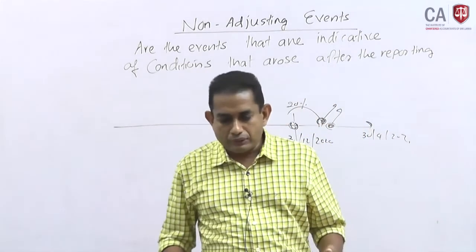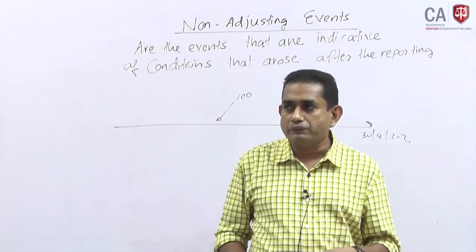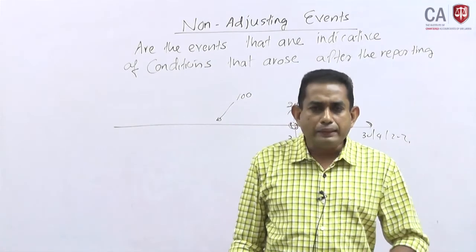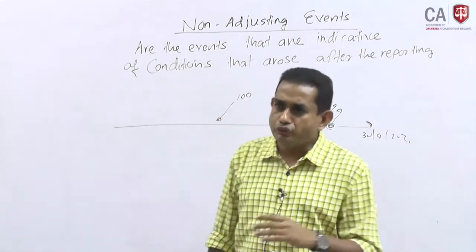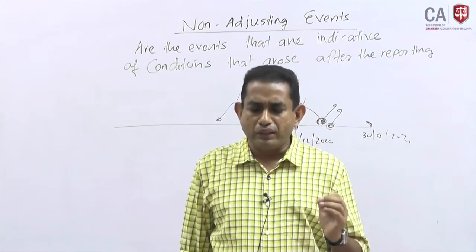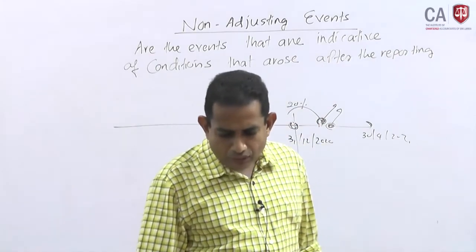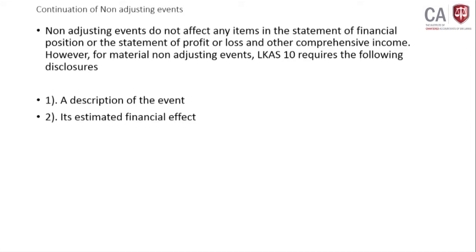So, those are the examples, and there can be some more. This is not the exhaustive list of examples for non-adjusting events. And if it is a non-adjusting event, you need not do anything on the reporting date, but you need to do some disclosures. So, let us see what disclosures are required. If it is a non-adjusting event, the disclosures to be made are basically two disclosures.